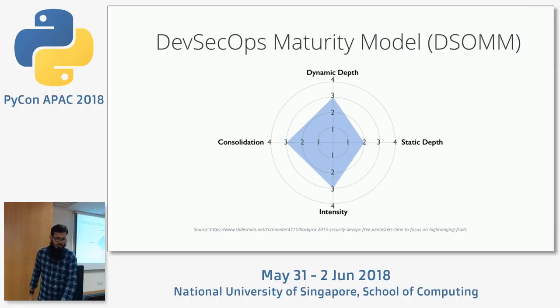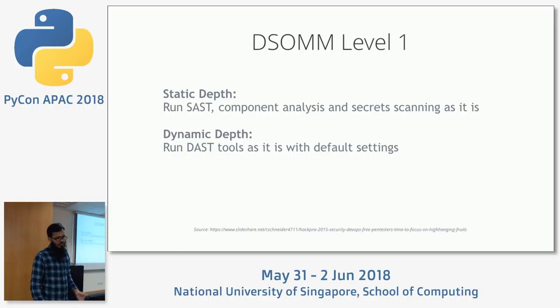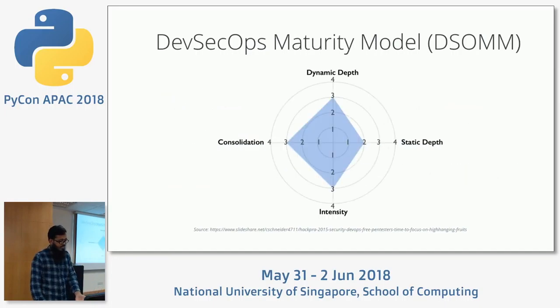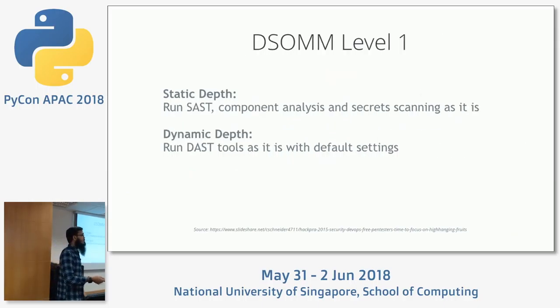And the way we will do this is using something called the DevSecOps maturity model, where we do static analysis and dynamic analysis. Static meaning, we have about four levels in this, but I will only talk about two because of time constraints. Level one is that you implement SAST tools, like Bandit for Python, linting and all those things, and you run them as is without making any changes, okay?